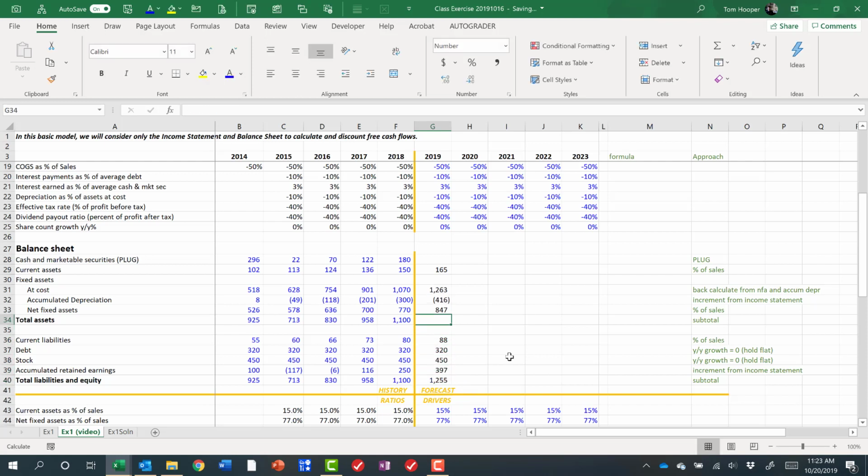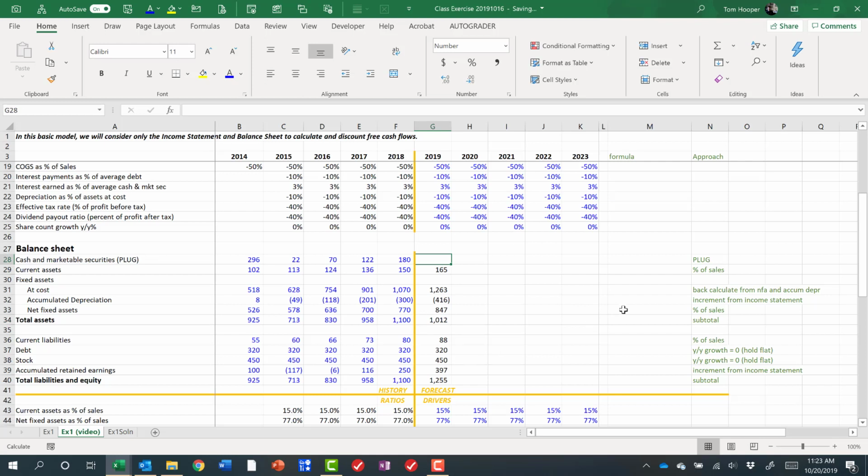And we know that the sum of total assets is going to be this cash number that we're going to get from the plug, plus the current assets, plus the net fixed assets. But we see that our total assets don't balance our total liabilities and equities. In order to bring that into balance, we need to come up here and plug the cash and marketable securities.